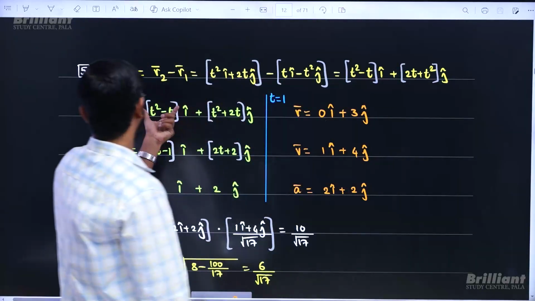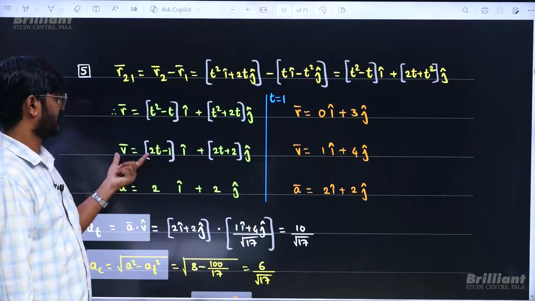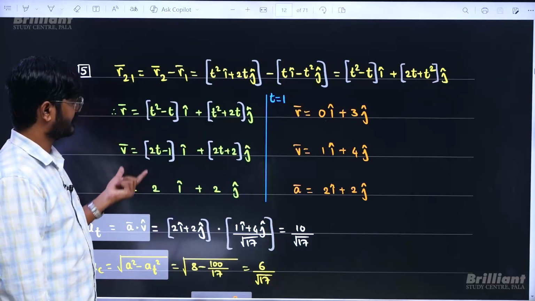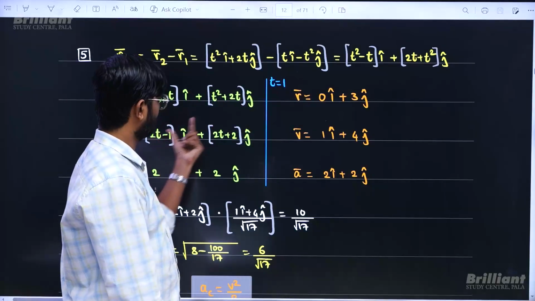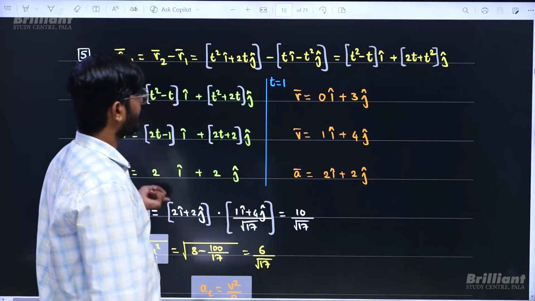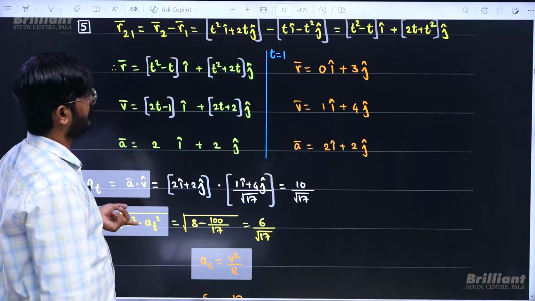Then when you differentiate it, you will get velocity of particle 2 with respect to 1. When you differentiate it again, you will get acceleration of particle 2 with respect to 1. And at t equals 1, these values are going to become this much. Now the easy acceleration you can find is tangential.